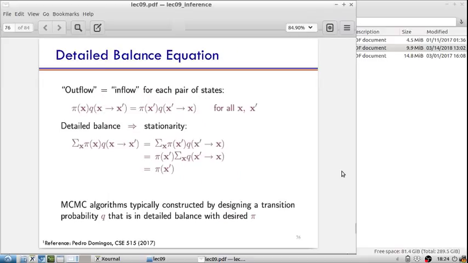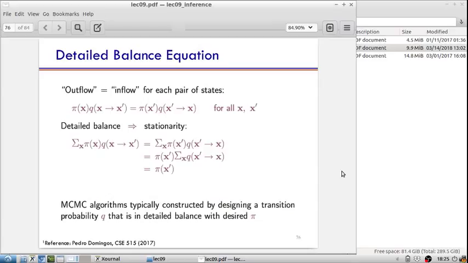And actually, if somebody gives you a Q, you can check whether the Q has P of X as its stationary distribution or not with something called the detailed balance equation.